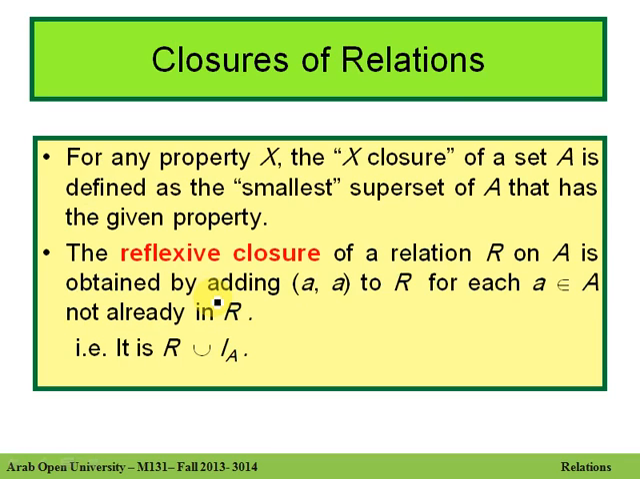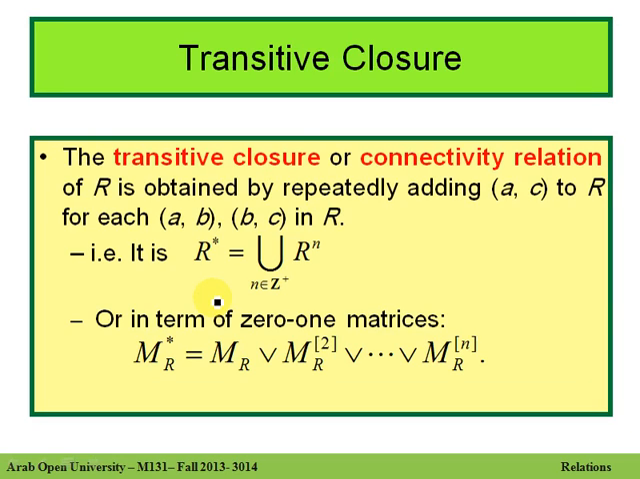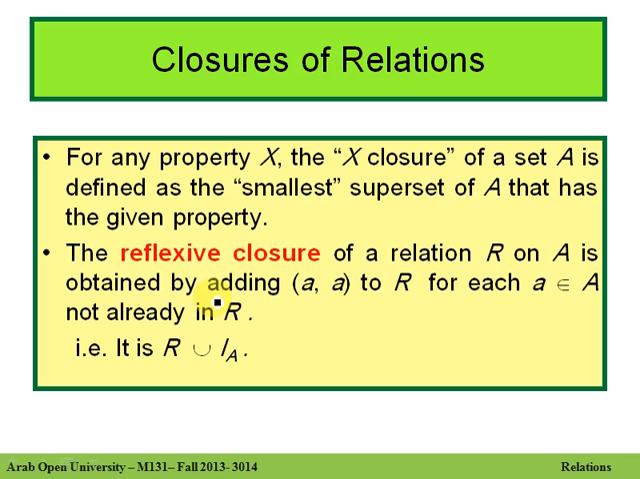Moving ahead, closures of relations. Here we are going to study the reflexive closure, symmetric closure, and transitive closure. Three closures we are going to study over here. Starting from the reflexive, first we will see what a closure is. For any property X, the X closure of a set A is defined as the smallest superset of A that has the given property. The smallest superset of the given set A.